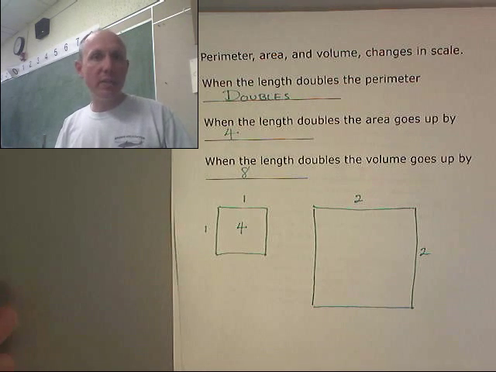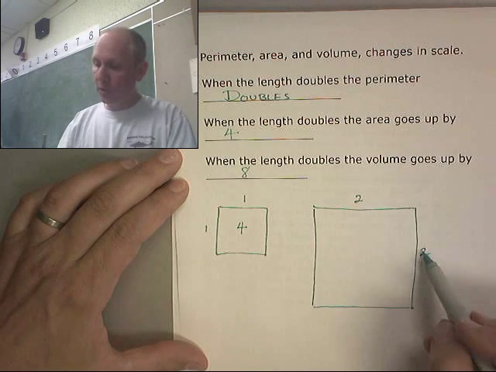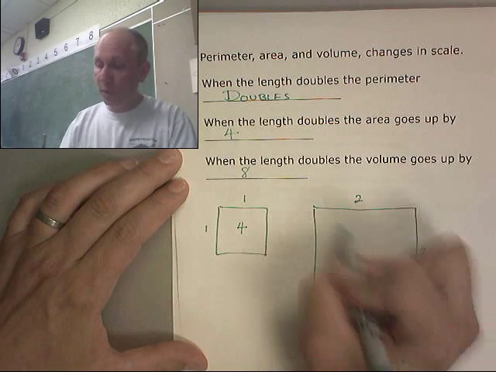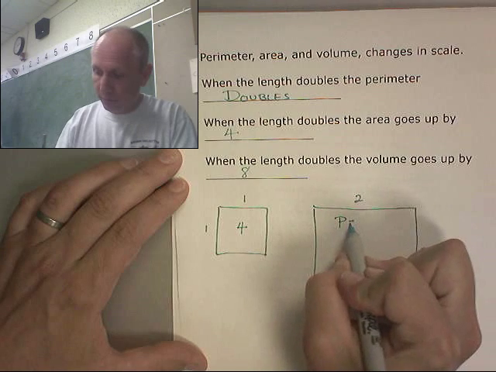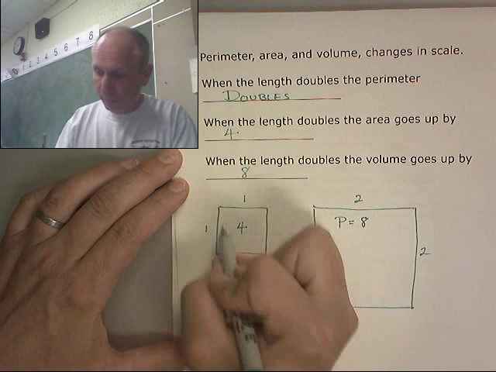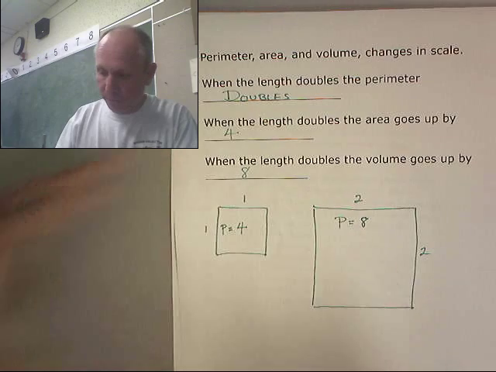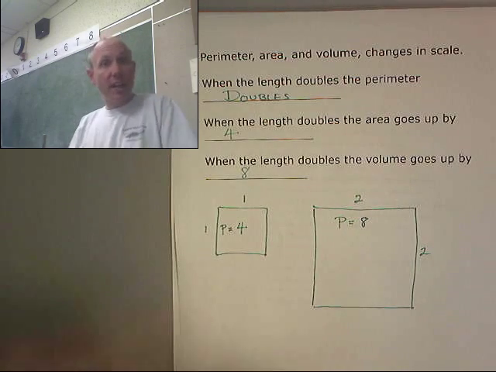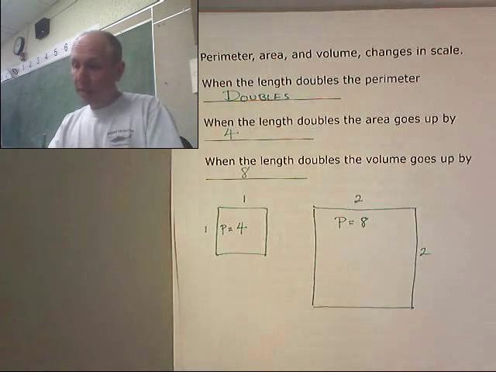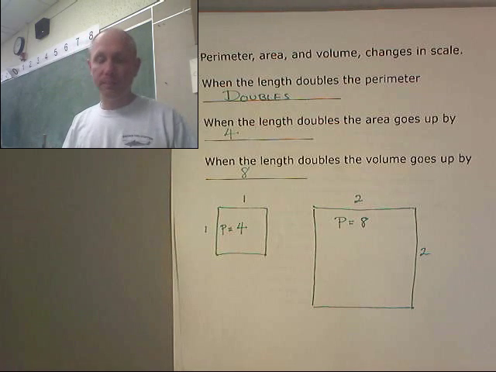Now, what is the perimeter? Well, the perimeter is 2 plus 2 plus 2 plus 2. The perimeter equals 8. I'm going to put perimeter equals 8. So when I double it, when the lengths double, the perimeter doubles.